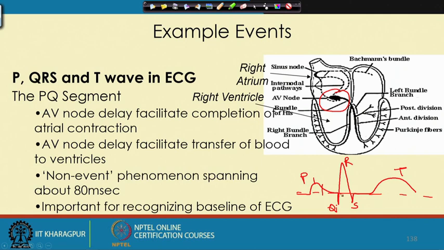Okay. This is again of about the same time period as the P wave, that is 80 millisecond, and this helps to get the baseline. That isoelectric line we are talking about helps to find where the baseline of the ECG is, because we are aware of the baseline drift. So, it is important to know the baseline, whether any baseline drift is there. So, it helps to get that.